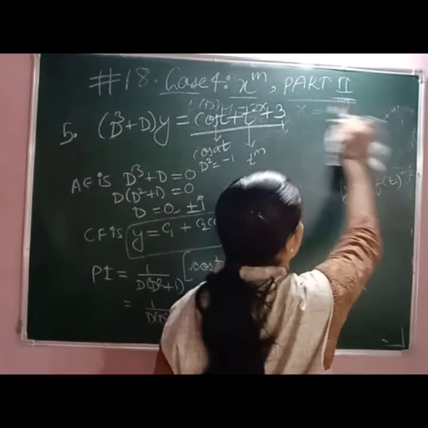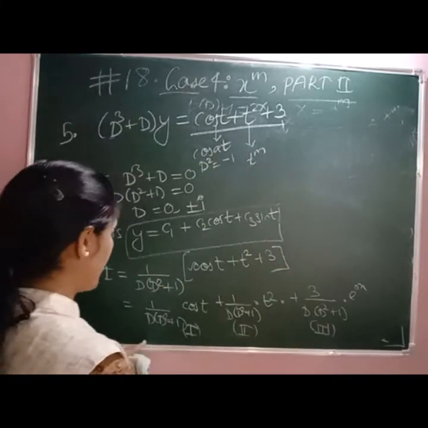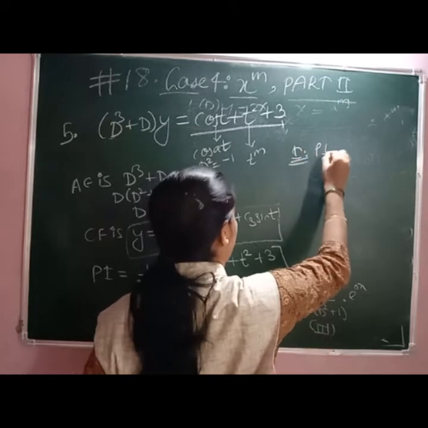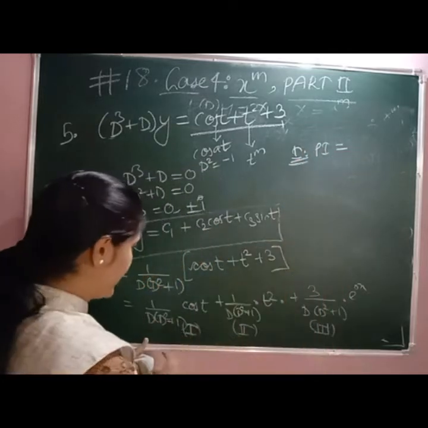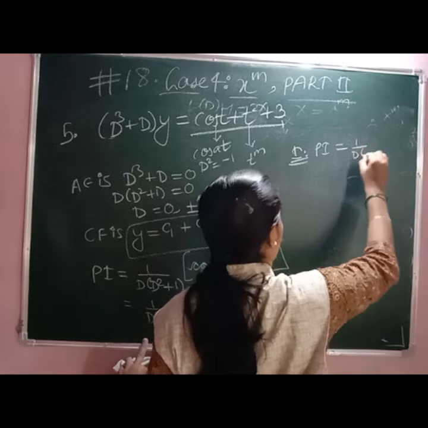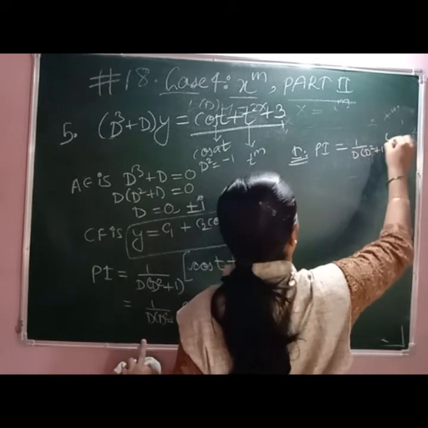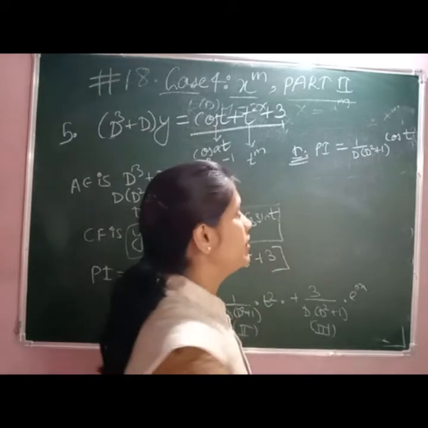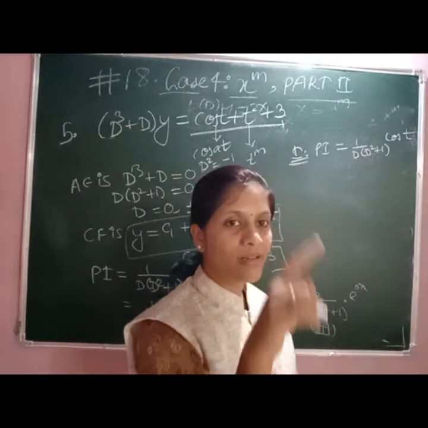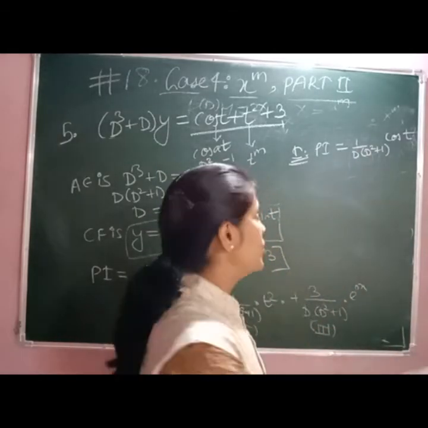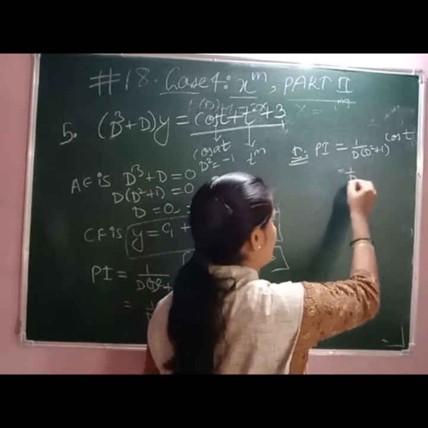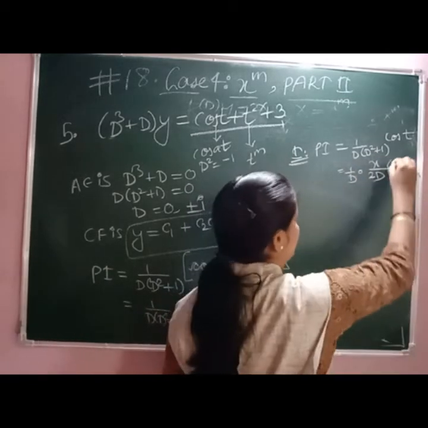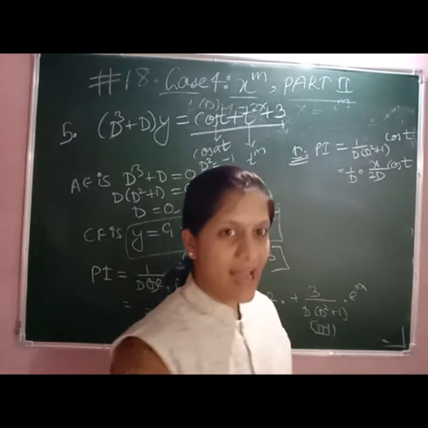So first is what? First one, so PI equal to, for first what is it? 1 upon D square plus 1 cos t. So what is the value here? D square is minus 1 plus 1, so the denominator you are getting as 0. So what are we supposed to do? 1 by D as it is, multiply by x, differentiate the denominator, cos t as it is.